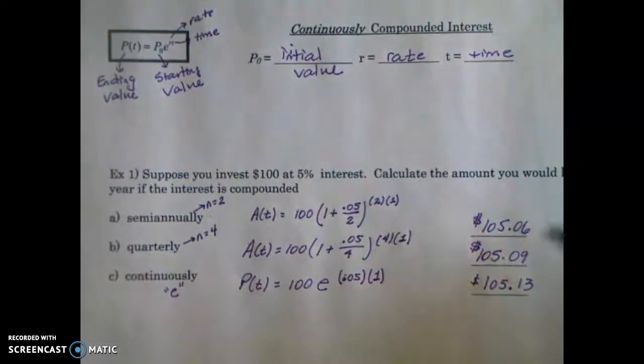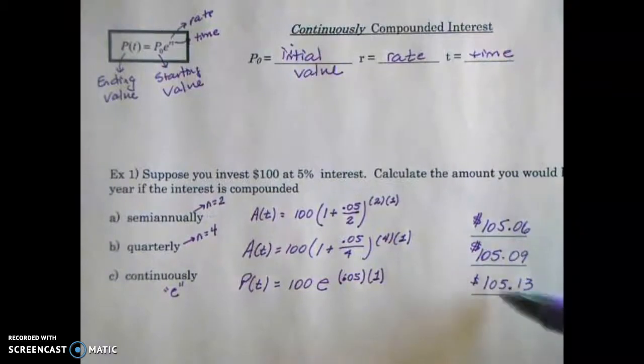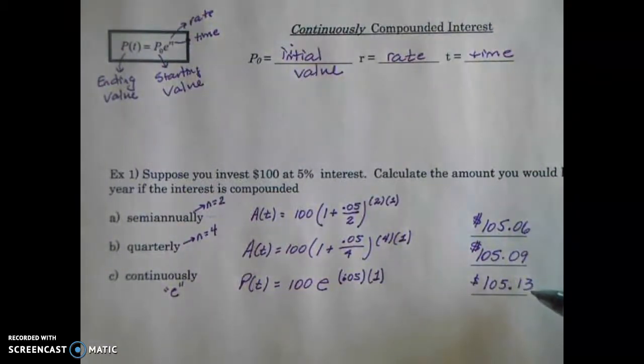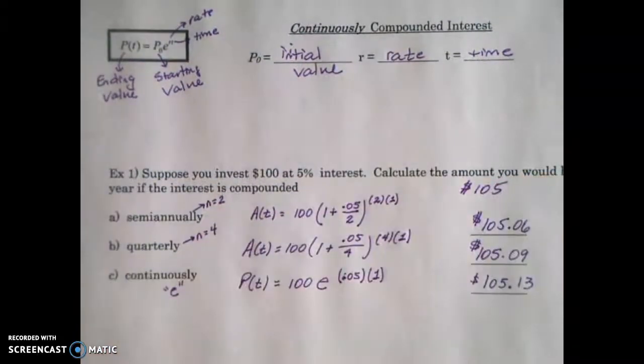So when money compounds, when they take the interest into consideration more times, it would make sense that we would be earning more interest. So continuously earning more interest, $5.13 over that year, then quarterly, $5.09, then semi-annually, $5.06. If it didn't compound at all, like a normal investment account or savings account, and we were earning 5% interest, obviously we would just earn $5 that year because 5% of 100 is $5.